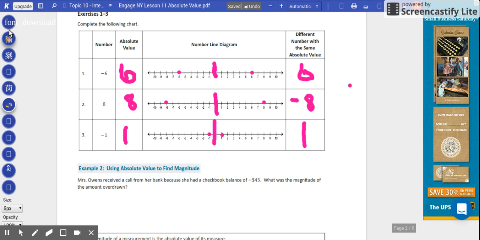Okay, moving down. I don't know why it is in Chinese over on the left side, but it makes it a little bit difficult. There we go. Okay, so it says Ms. Owens received a call from her bank because she had a checkbook balance of -$45. What was the magnitude of the amount overdrawn?